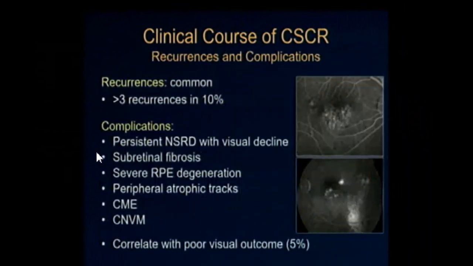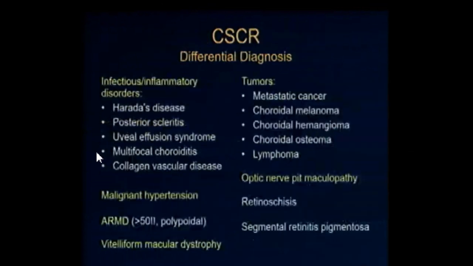Now, recurrences are common, and most people get three. Those who recur will get three or more recurrences. And chronic CSR is one of those difficult things to treat, actually. Then the patient will have persistent neurosensory detachment and will continue to have a visual decline. They can get subretinal fibrosis. They can get CME, as I said earlier, but they can even get complicated with choroidal neovascularization. And in general, if you have a long-standing CSCR, then of course the visual prognosis is not as good.